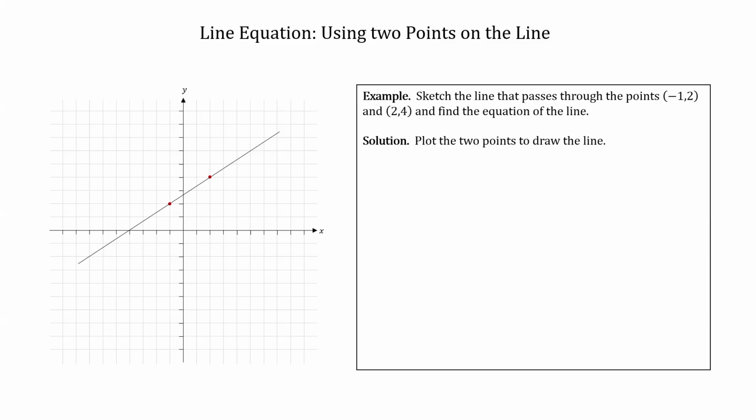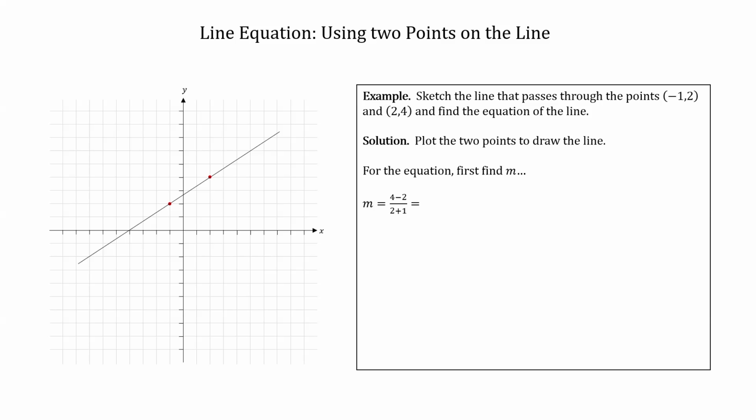So we'll start by finding the gradient, because in order to find the gradient, 2 points is exactly what you need, and we have 2 points. So the gradient is m, and if you remember the definition of the gradient, it is the difference between the y-coordinates of 2 points which lie on the line divided by the difference in the x-coordinates. So in this case, that would be (4 minus 2) over (2 plus 1).